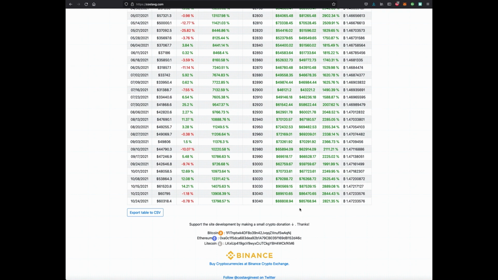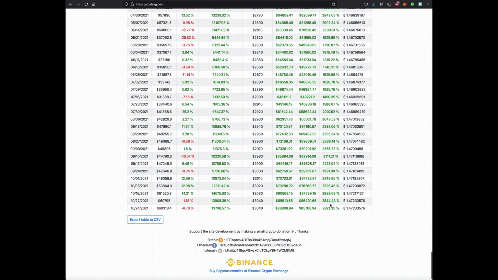88,808. 88,808 just through putting £10 weekly, $10 weekly. That's a 2,821% increase. That's Bitcoin. Obviously, the asset performs well, so you know the right asset to put that kind of money in. But this is how much you would have had.